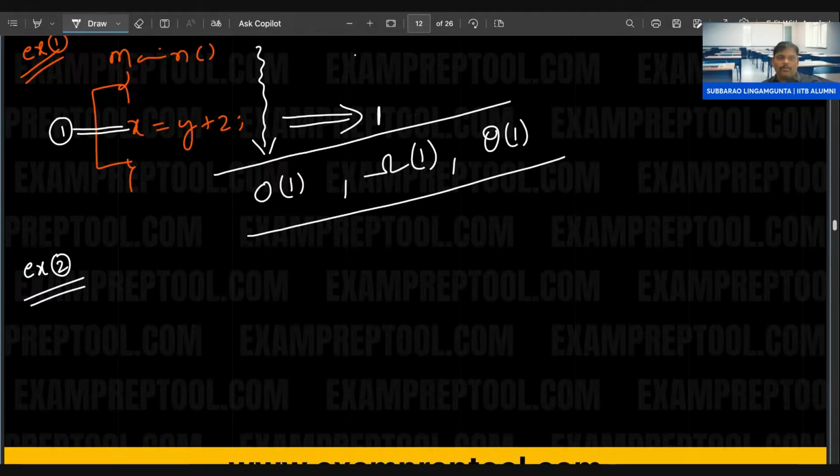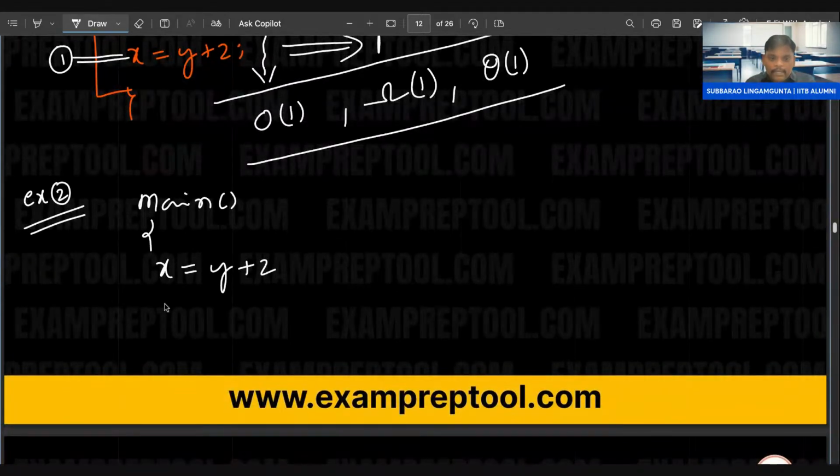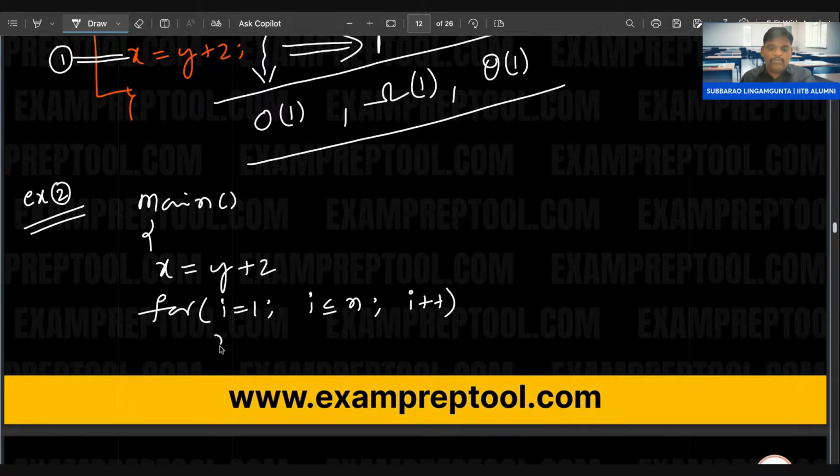Right, let's move to the next problem. Example 2, if you see the example 2. Next one is x is equal to y plus z. Next one, for I is equal to 1, I less than or equal to n, I plus plus. Next one, x is equal to y plus z. End of this.